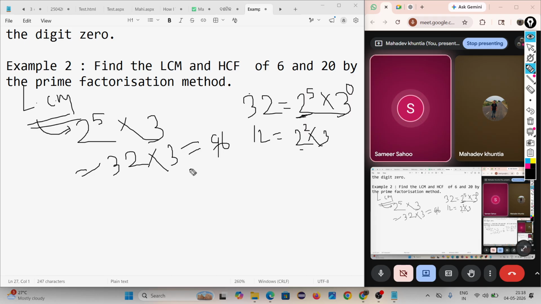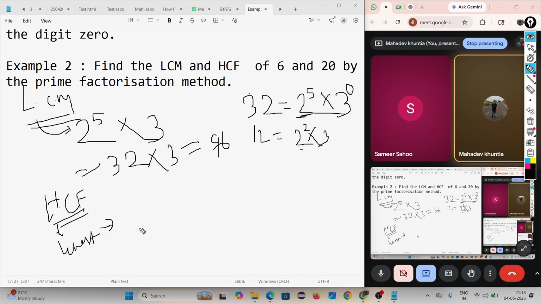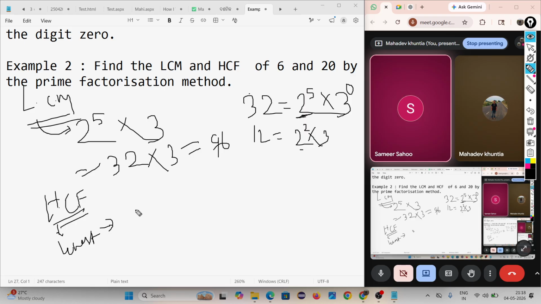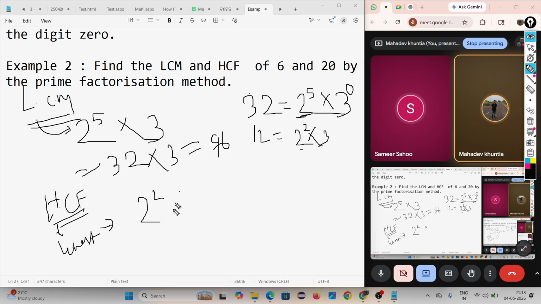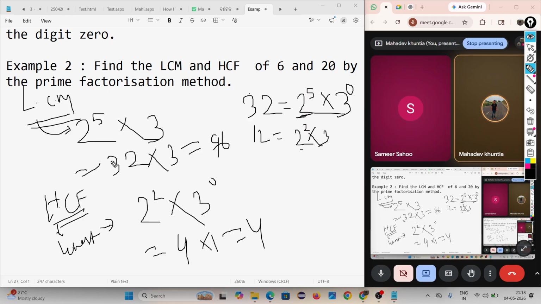For HCF, take each term's lowest power. For 2, what is the lowest power? 2 squared. For 3, 3 to the power 0. This is how you find the LCM and HCF by the prime factorization method.